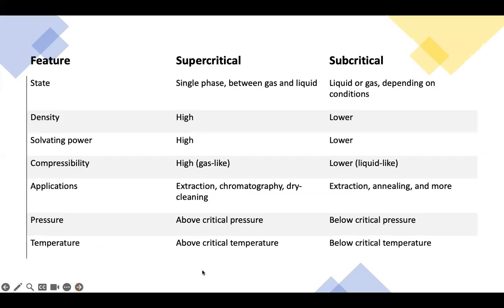So this is the difference between supercritical fluid and subcritical fluid. Supercritical is a single phase between gas and liquid, whereas subcritical is distinct liquid or gas, depending on the conditions and the fluid itself. Density is high or lower, and solvating power for SCF is much higher, with higher compressibility. The applications are extraction, chromatography, and dry cleaning, but we are focusing on extraction. Both SCF and subcritical are useful for extraction.